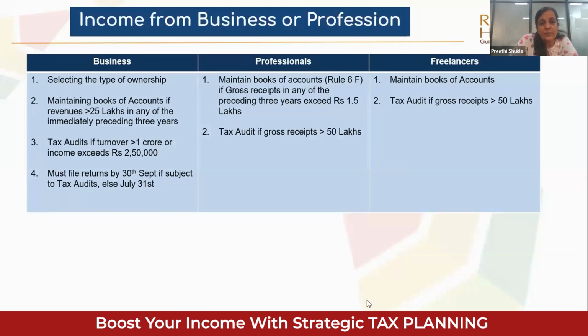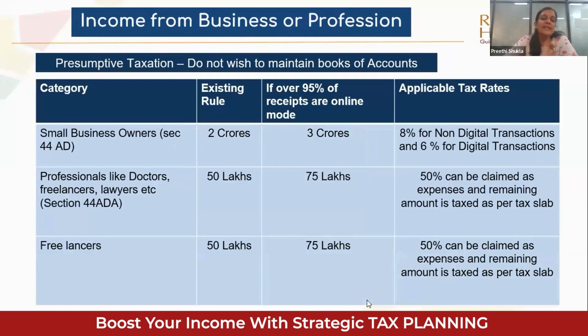Now, for business or professionals there's something called presumptive taxation, where you can avoid maintaining books of accounts and just show a presumptive income. The rule says that if you're a small business owner and your receipts are up to 2 crores, and if the receipts are all online, then the limit has been increased to 3 crores in last year's budget. Similarly, for professionals, if your receipts are up to 50 lakhs, and if it's all online, the limit has been increased to 75 lakhs.